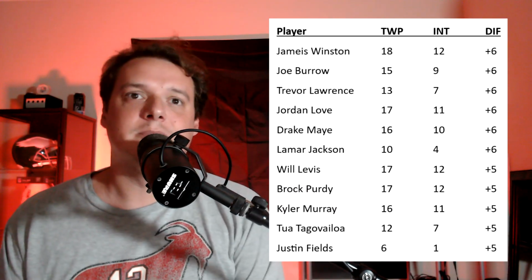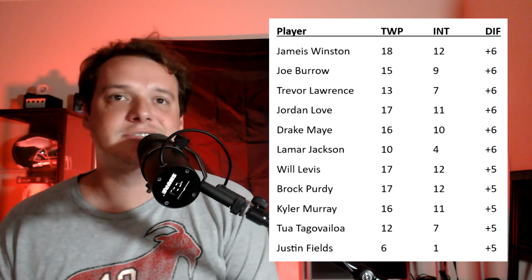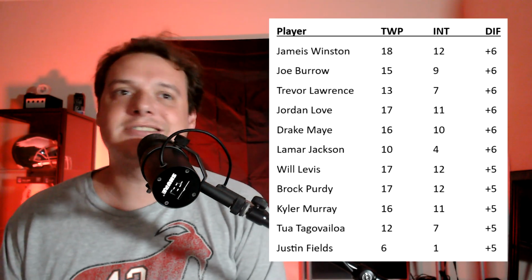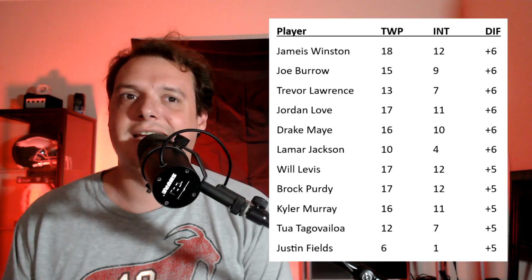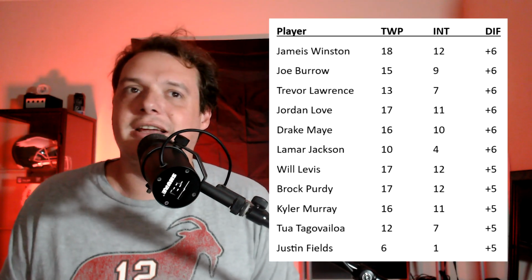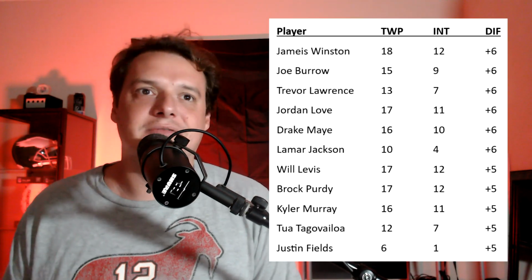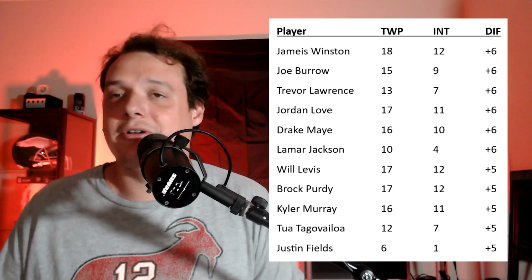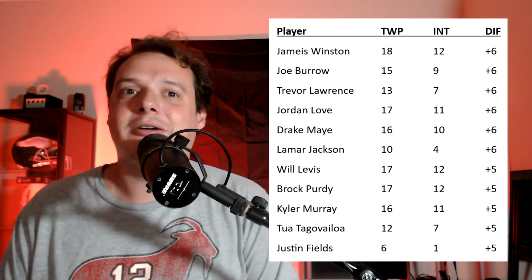This next chart is just guys with a 6 or 5 difference. This is probably the range where you would say is the average amount of luck you get in a season. So I won't go through each of these. You can look at them if you want to see where your player ranked. I can talk about a couple.